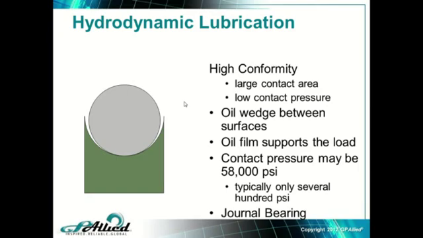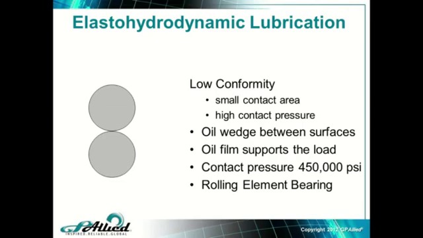Now, the concept is very, very similar when we go to rolling element bearings, but we have some big changes. One, it's a very small contact area, which means I have high contact pressure. We still have the oil wedge between the surfaces. The oil film still supports the load, but contact pressure is much, much higher. It could be up as high as 450,000 psi. So we still have the liquid hydro.